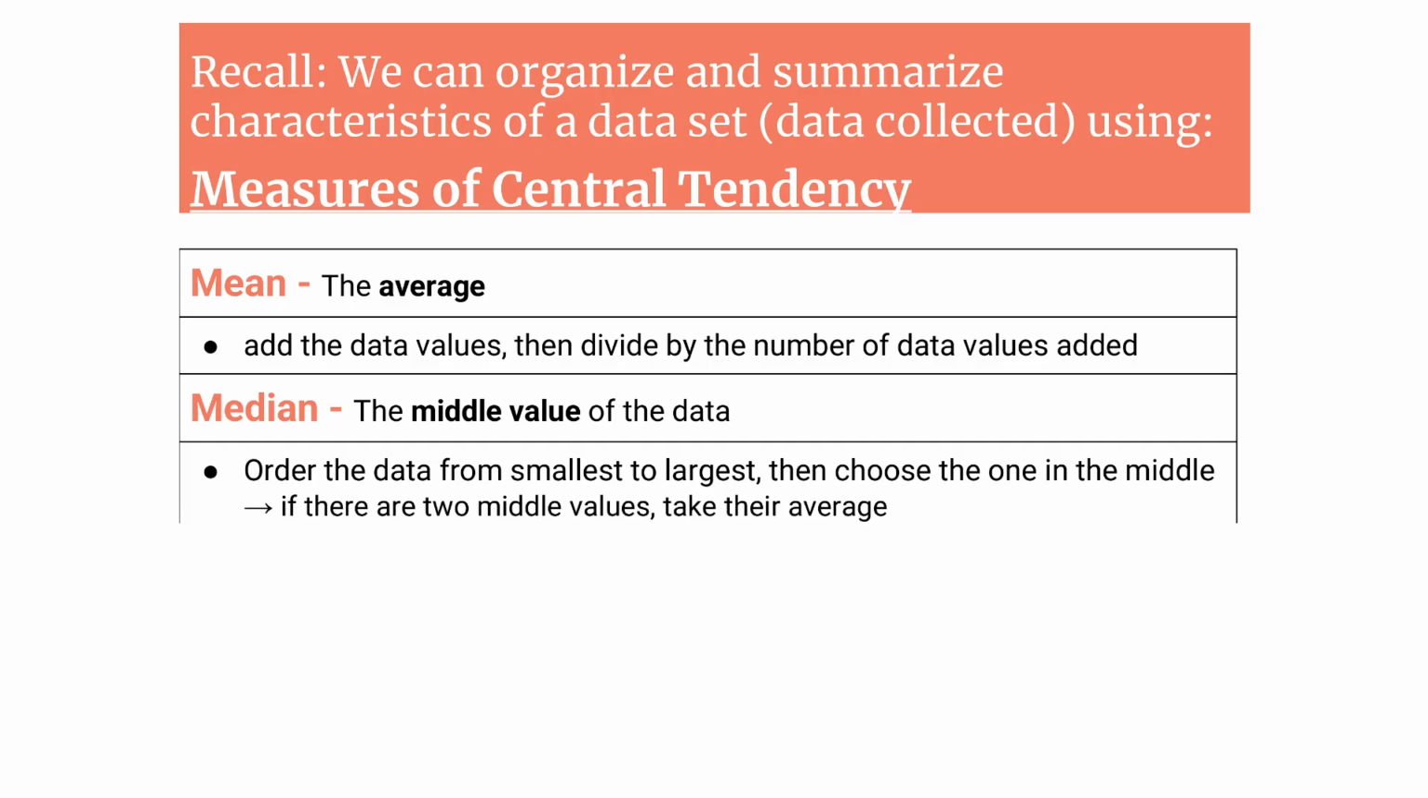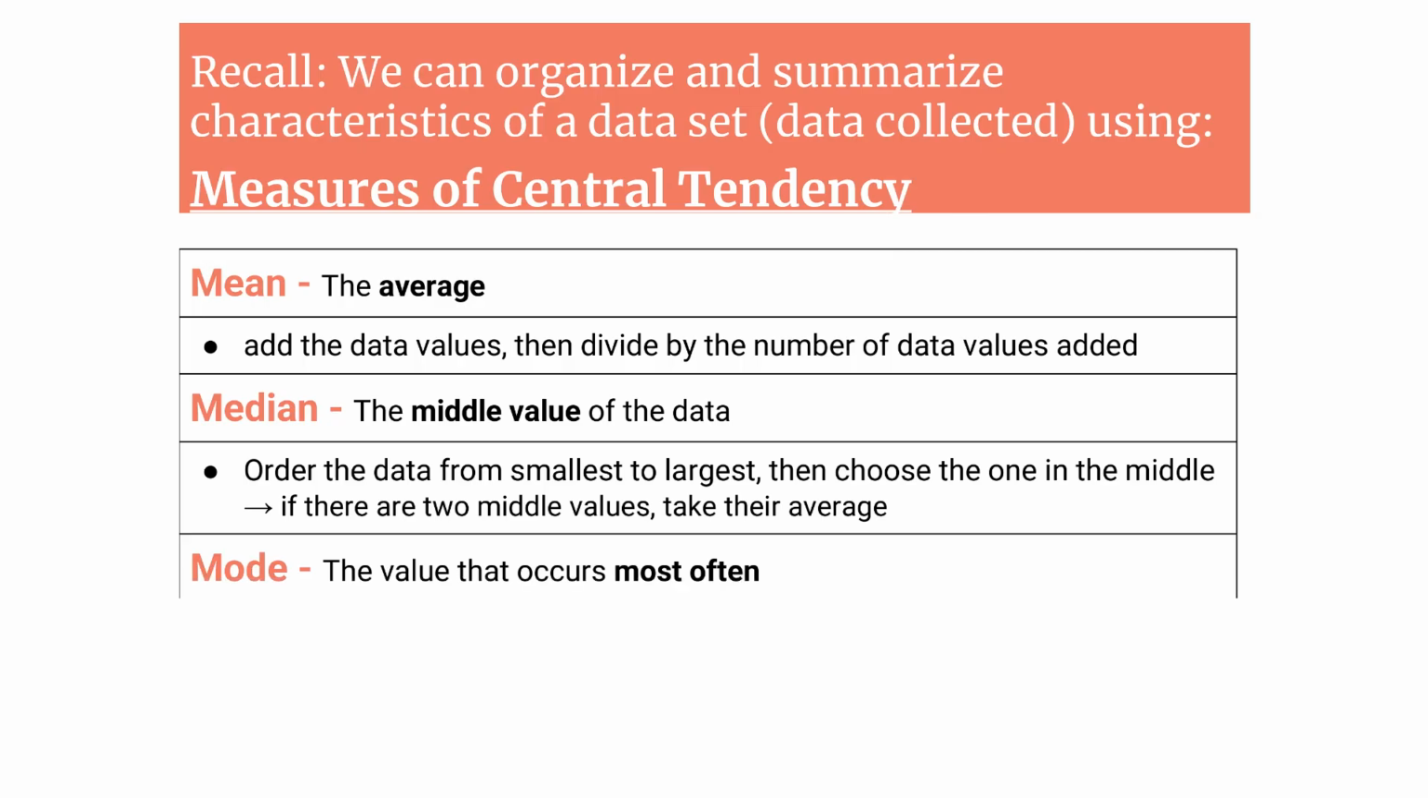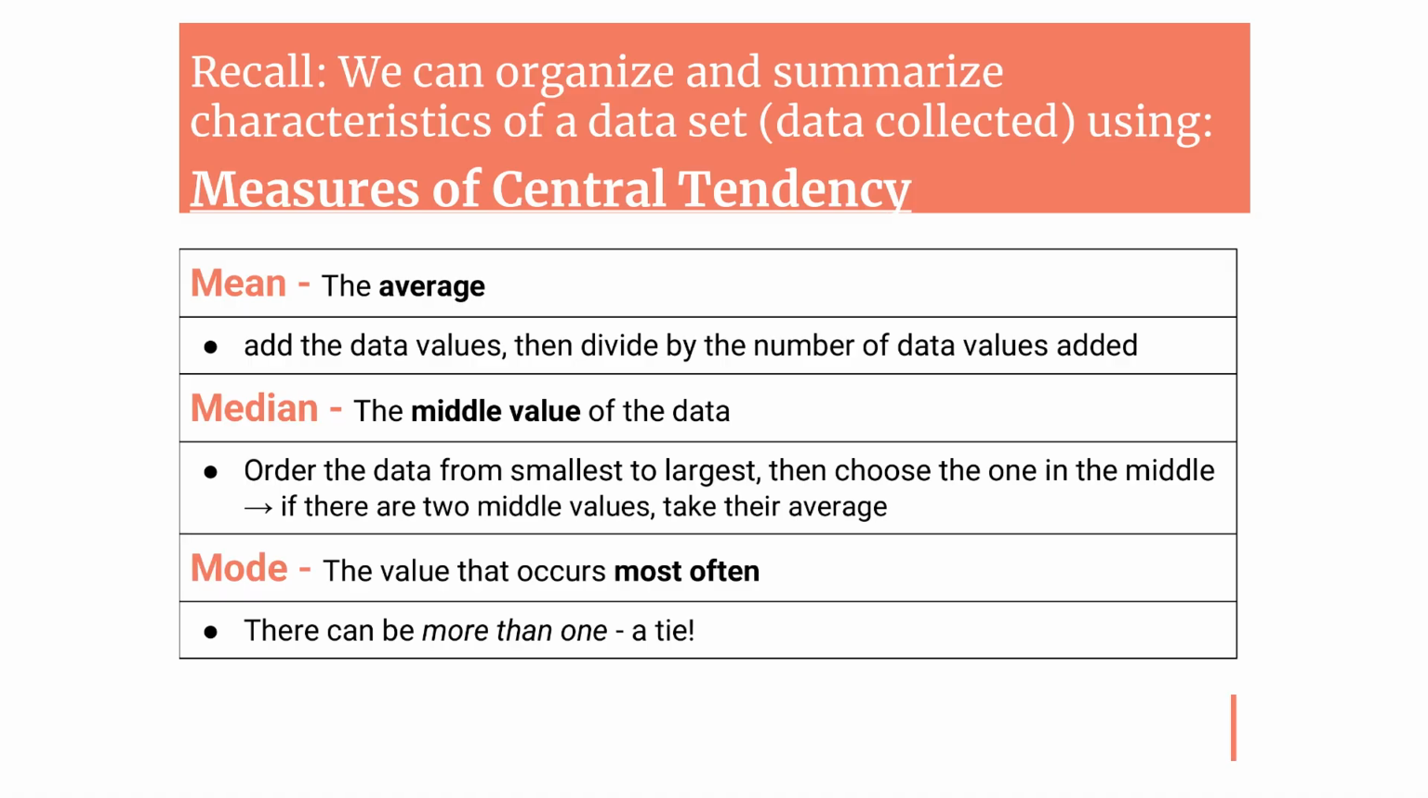So in order to do that, we have to first order the data from smallest to largest, then choose the one that's right in the middle. And if there are two middle values, we have to take the average of those two values. And finally, there's the mode, which is the value that occurs most often in the data set. And in some cases, we can have more than one mode, so there can be a tie.